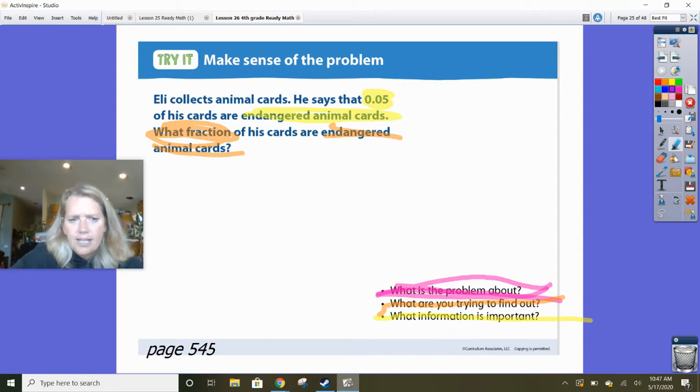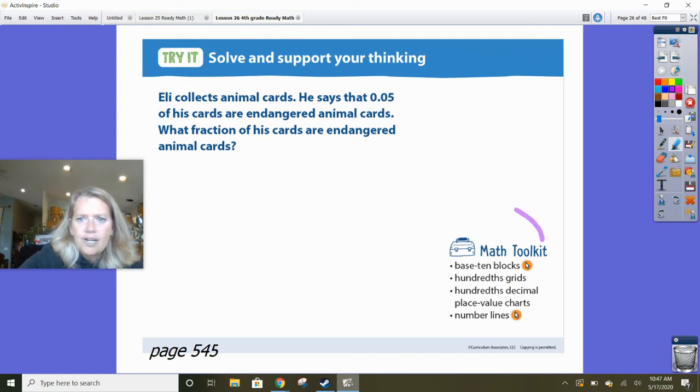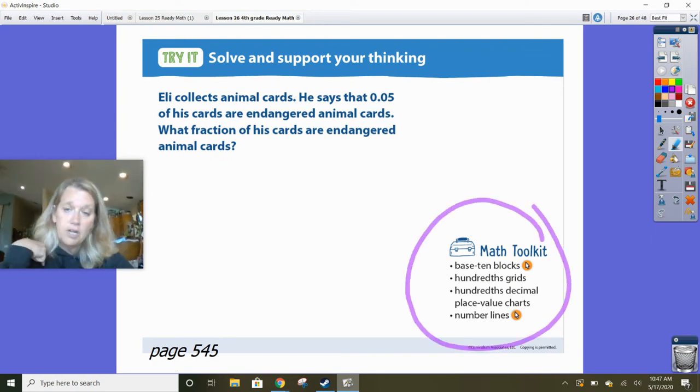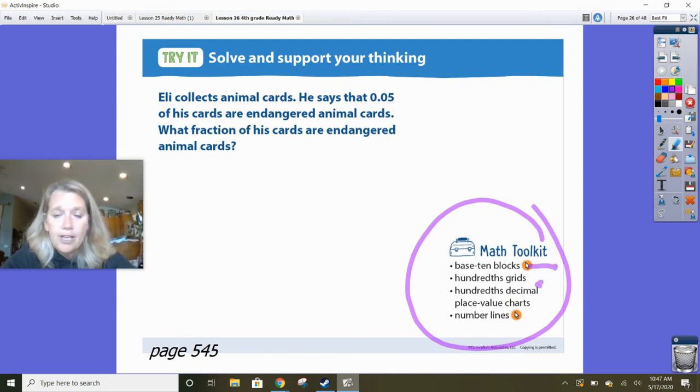All right, so on the next slide, I start the work, but you're on page 545, the same one. This is where it tells you maybe you want to use these tools. Base 10 blocks. Probably you don't have those at home, but the hundredths grid you have attached to your Google Classroom, and hopefully this video, if I figure that out. Decimal place value charts, you can make one of those. Number lines, you can make one of those.